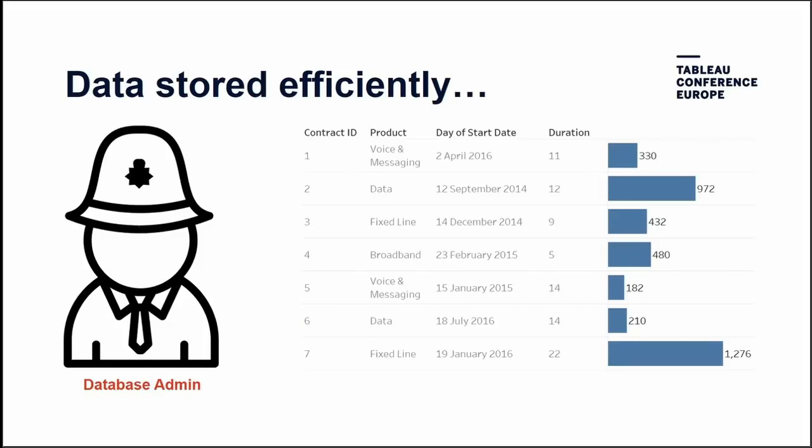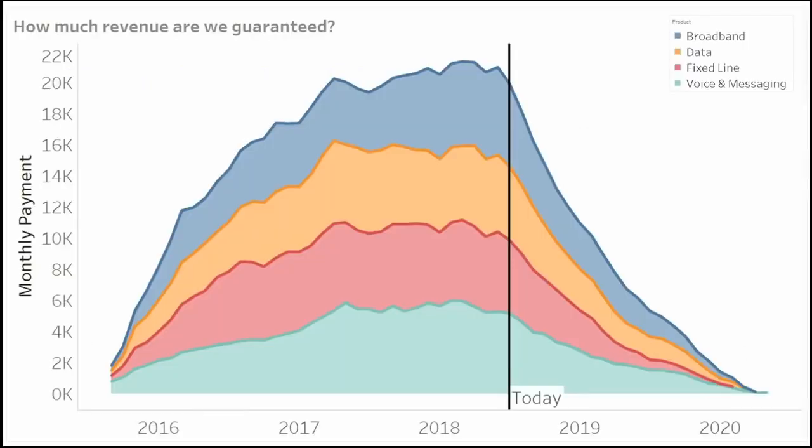Now, this data is really good if you want to do some simple analysis about the contracts. You know, when do contracts typically start? How long do they last on average? What's the total contract value? But the analyst wants something a little bit more than that. They want to answer the question, how much revenue are we guaranteed?